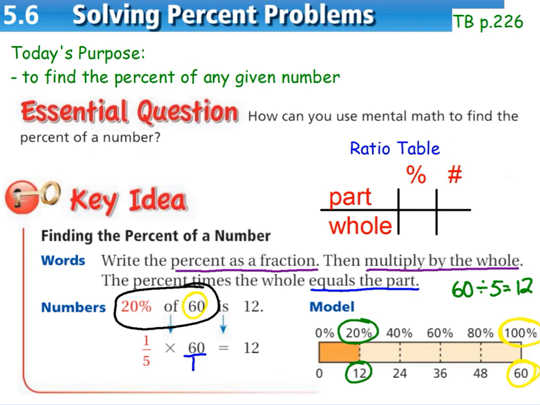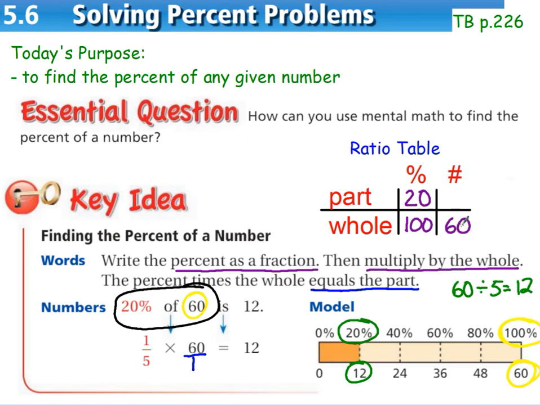So across the top of my table, I want to include the parts. Across the bottom are the whole numbers. It honestly doesn't make any difference whether you put the percent column first or the number column, as long as the percents line up in a column and the numbers line up. So I'm going to start by putting in my 20%, and I know that the whole for percent is always 100. I want to know what 20% of 60 is. So 60 is also the whole, it is not the part.